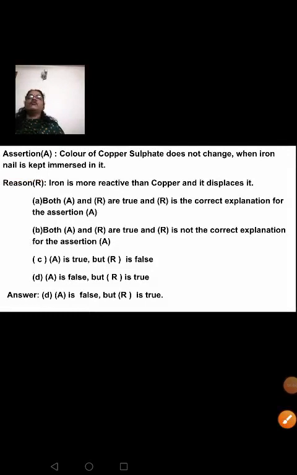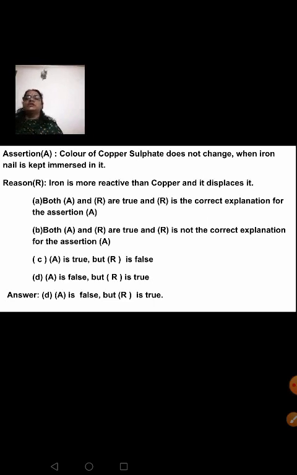This question: the color of copper sulfate does not change when an iron nail is kept immersed in it. It's a wrong statement. The color of copper sulfate does undergo a change when an iron nail is immersed, right? Because iron displaces copper from copper sulfate and it becomes ferrous sulfate. The solution turns pale green in color. Iron is more reactive than copper and it displaces it. Yes, that is a true statement.